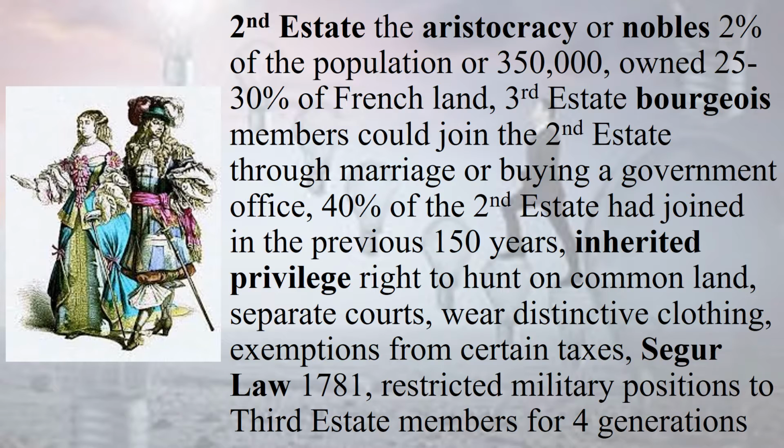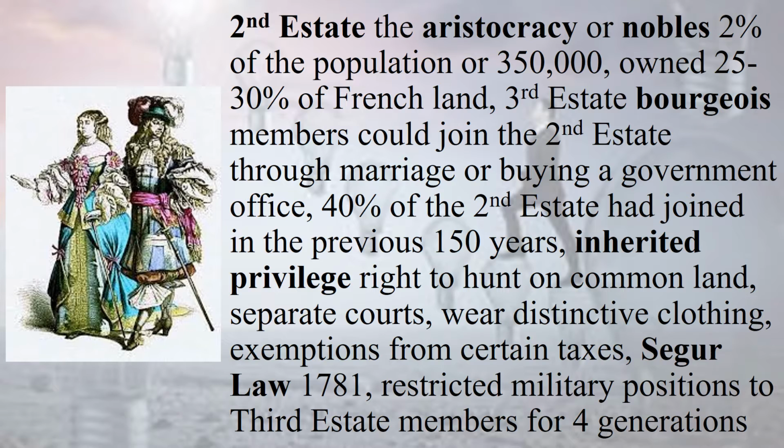You have inherited privilege, so only the wealthy were allowed to hunt on common land. So the average commoner was not able to go hunting on land and get meat. They were forced to live a more subsistent life, and meat was a privilege, sometimes once a year, that they would get their hands on. If you're wealthy, you would wear certain types of clothing that would show that you were wealthy, and again, you were exempt from certain taxes, if not all taxes.